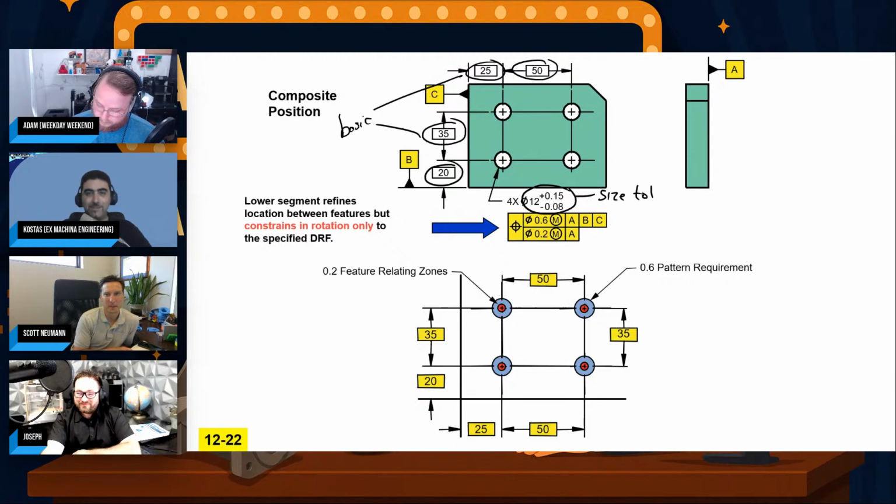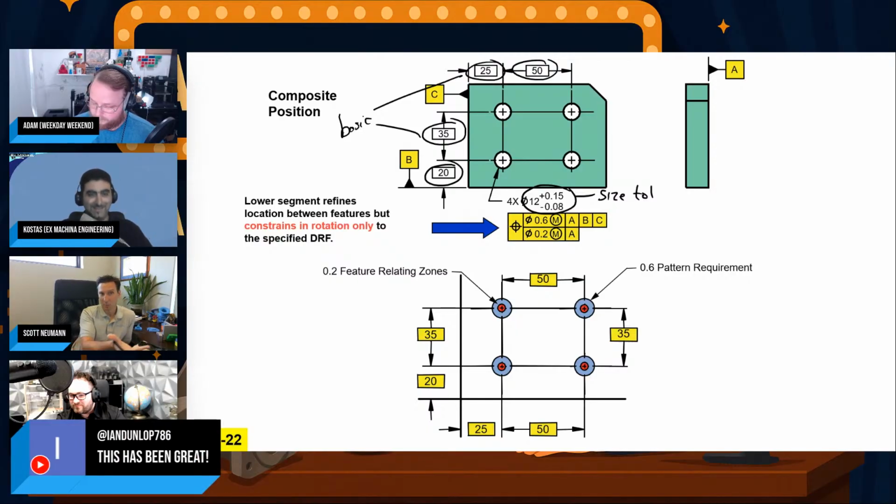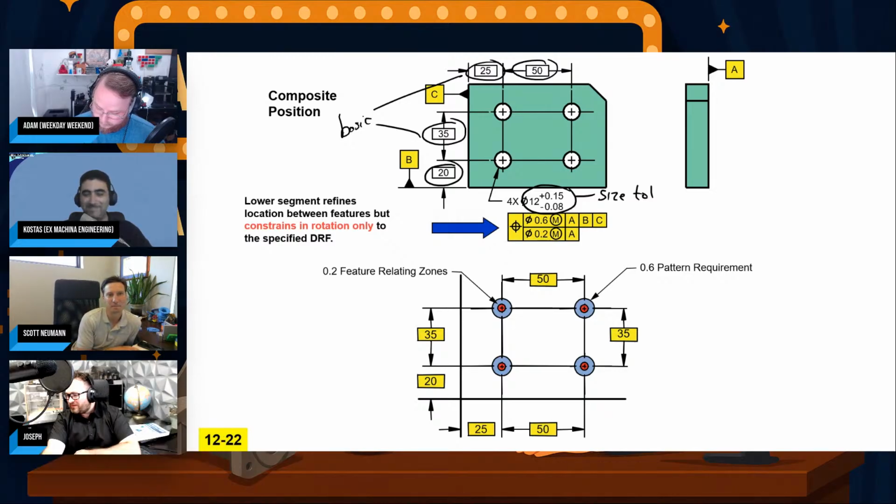Yeah, philosophy as well, because you are actually tolerancing a different thing. Yeah, you're going one level up. It's a feature-based tolerancing system rather than just dimension tolerancing. And you've got to wrap your brain around that. That's a very good observation there.